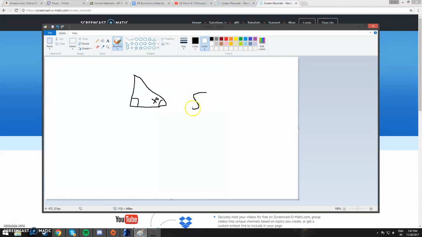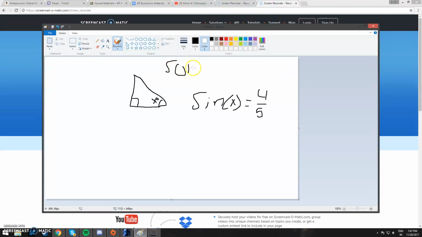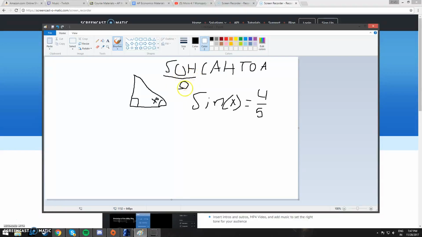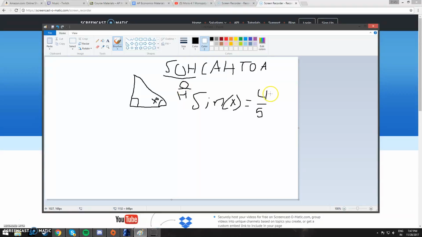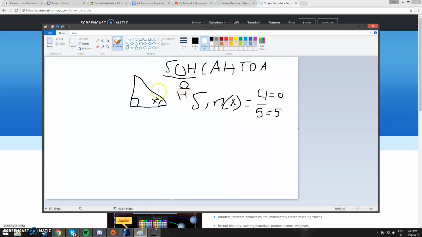It says the sine of x is equal to 4 over 5. Now if we go back to geometry, we remember sine is the opposite over the hypotenuse. So 4 is equal to our opposite, and 5 is equal to our hypotenuse.